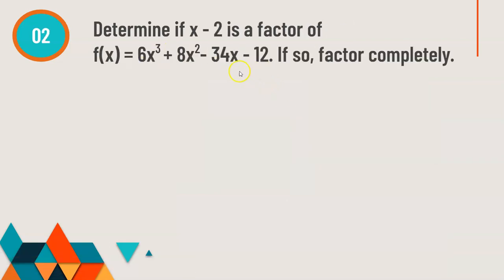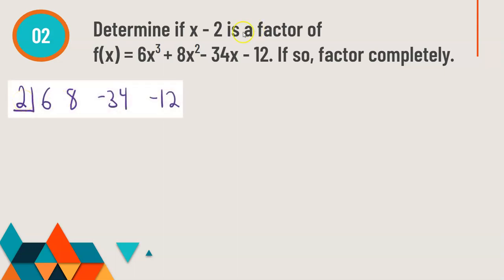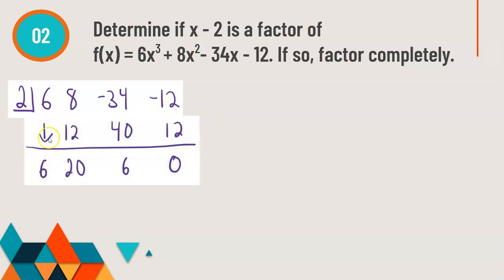All right, another one. We want to determine if x minus 2 is a factor of this polynomial, and if so, factor it completely. So again, I want to do synthetic division and decide if I have a remainder of 0 or not. So I start with my number in the box to be the opposite sign, so I'll use a positive 2. And then my coefficients are 6, 8, negative 34, and negative 12. And then I'll complete my synthetic division.